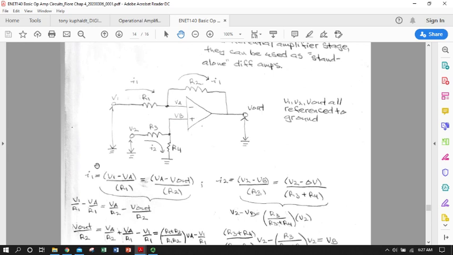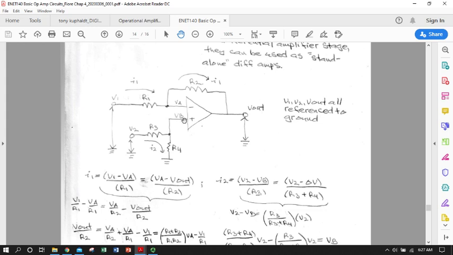At this point you guys should all be able to do this, but we'll just step through this real quick. So I can write an expression for I1 in terms of V sub A, which is going to be the same as V sub B, but I'm going to have to carry it along because it's not a virtual ground now.